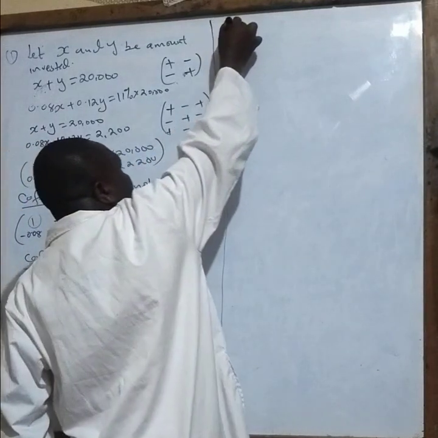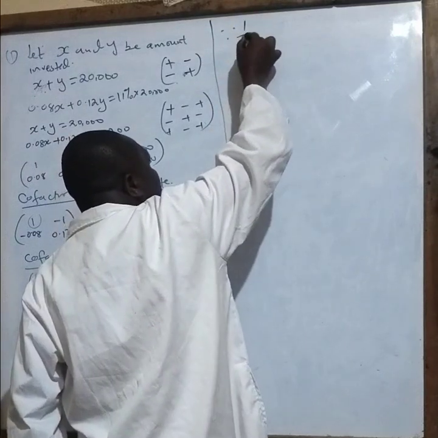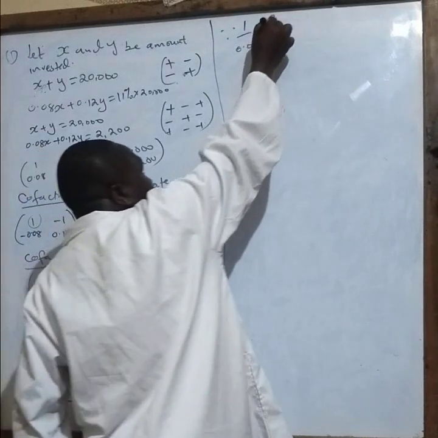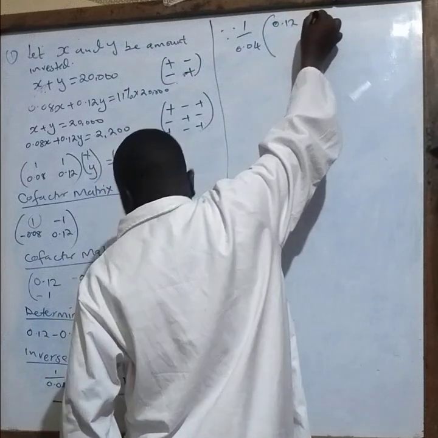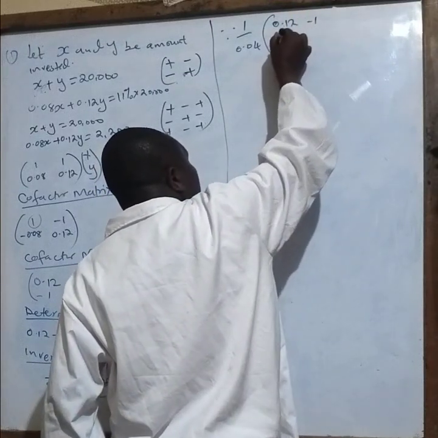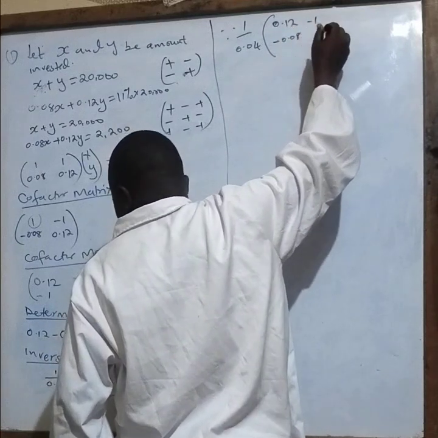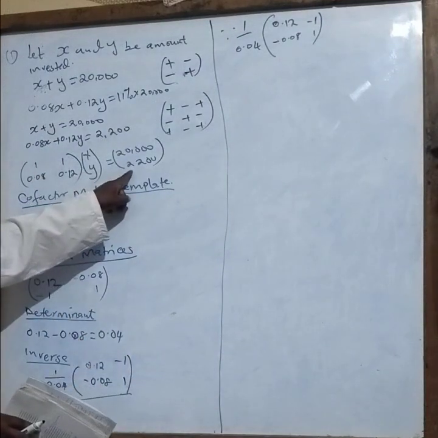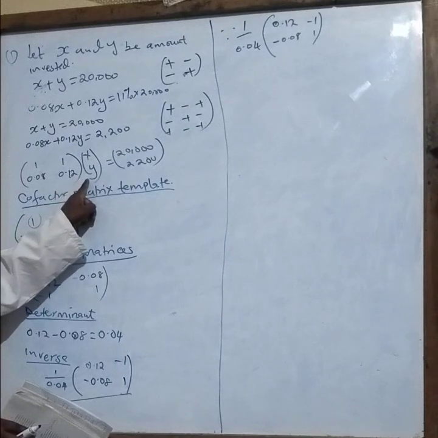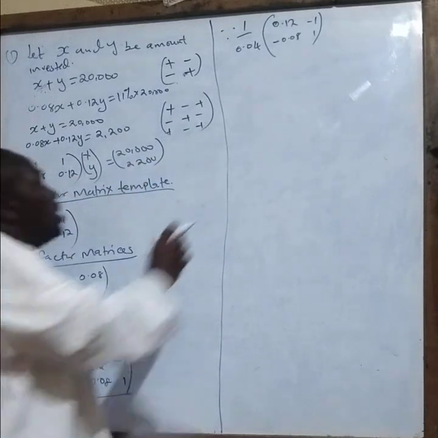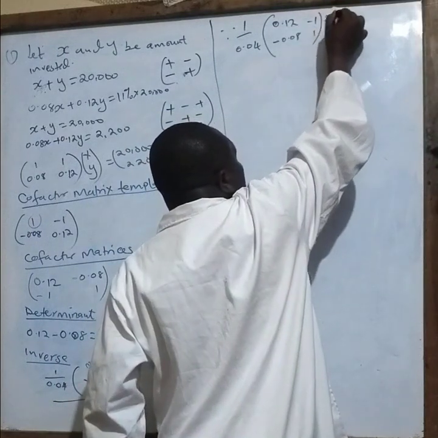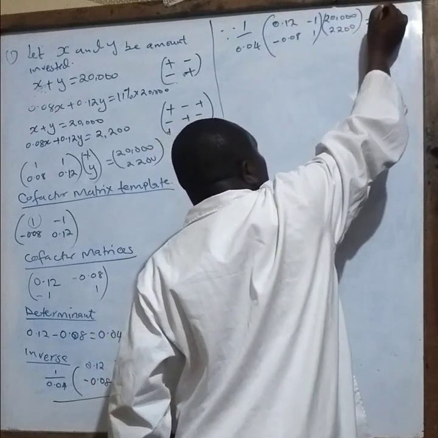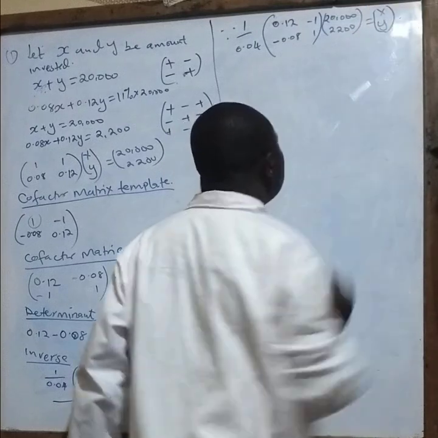It's now saying, therefore, 1 over 0.04 into brackets, as it is here, which is 0.12, negative 0.1, negative 0.08, then positive 1. You multiply by the answer as it is here, which means this answer you multiply by the matrix. Then this xy you take it to the other side. So I multiply by 20,000 and 2200. That matrix should give you x and y in that format.